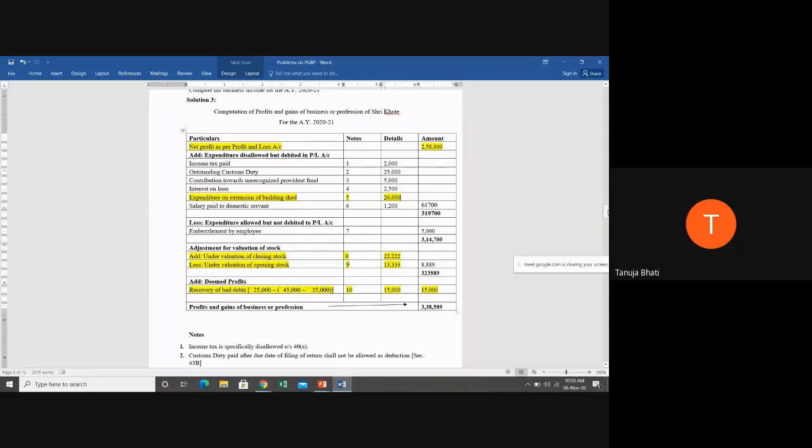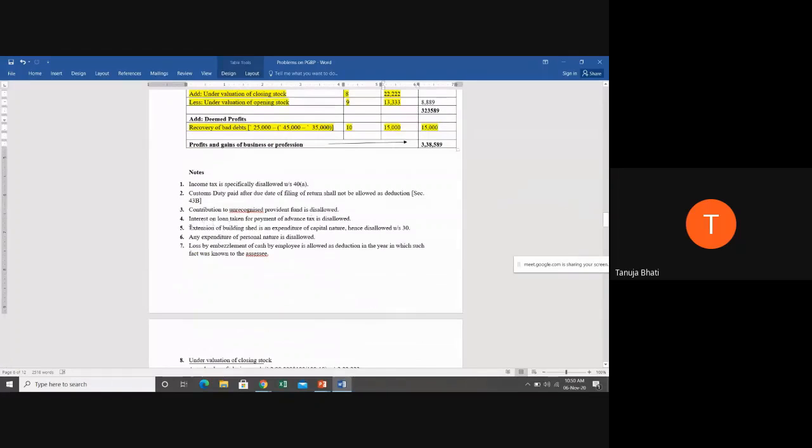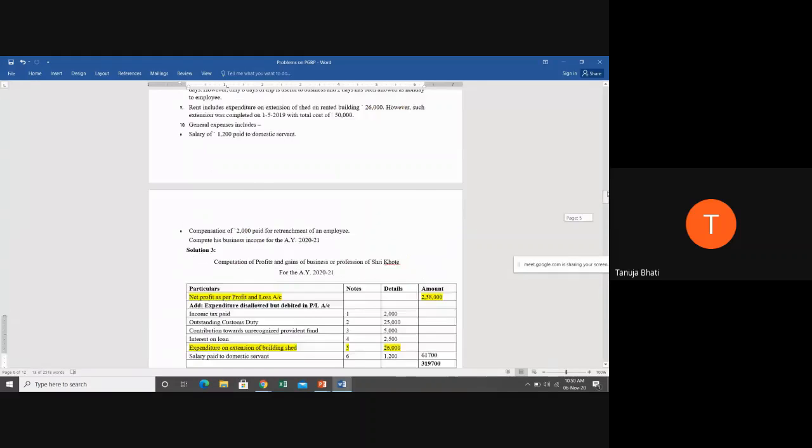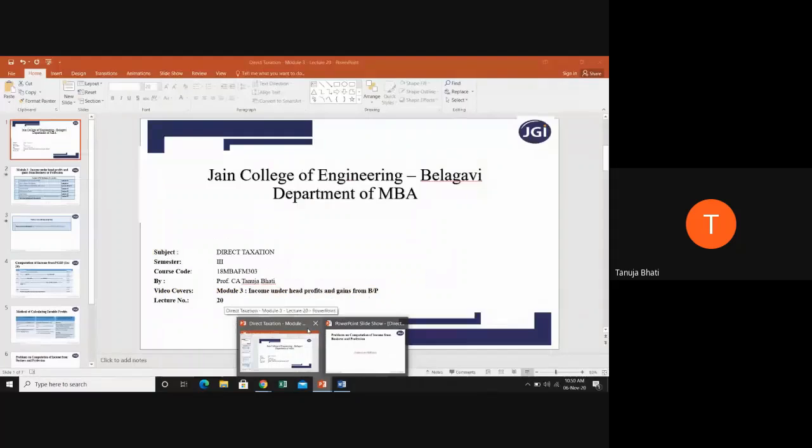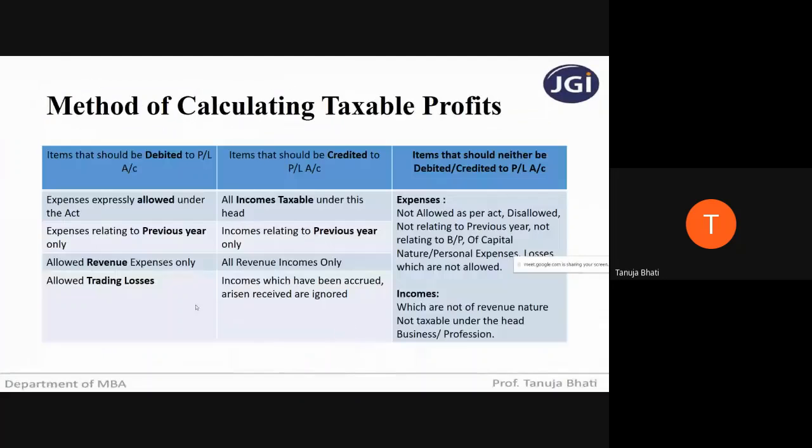We will see point number 5. Point number 5 says that extension of a building shed is an expenditure of a capital nature. Hence, it is to be disallowed. Are you all understanding, students? Students, here, items that should neither be debited nor credited to P&L account, that means it should be disallowed, is any expenditure of capital nature or personal expenditures are to be disallowed. That's the reason we are not going to.